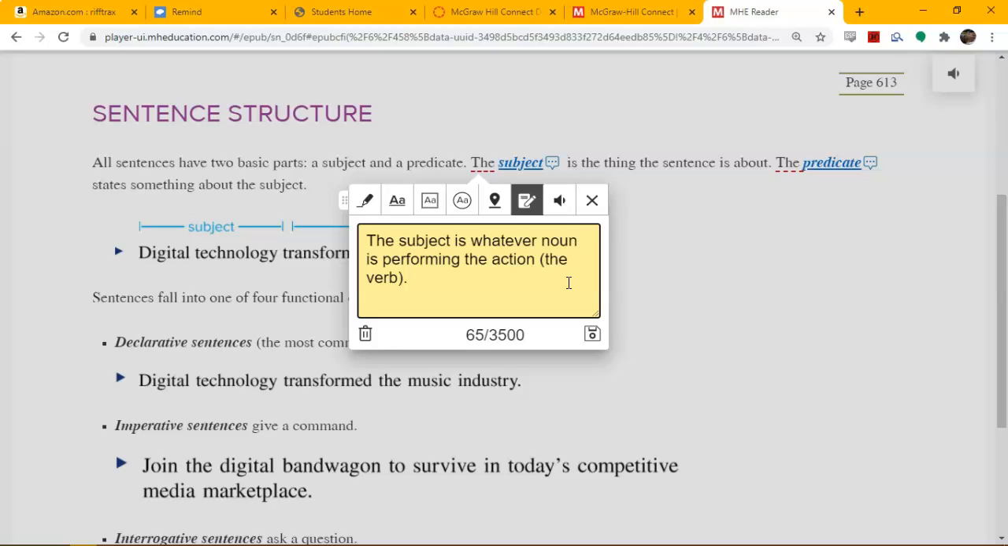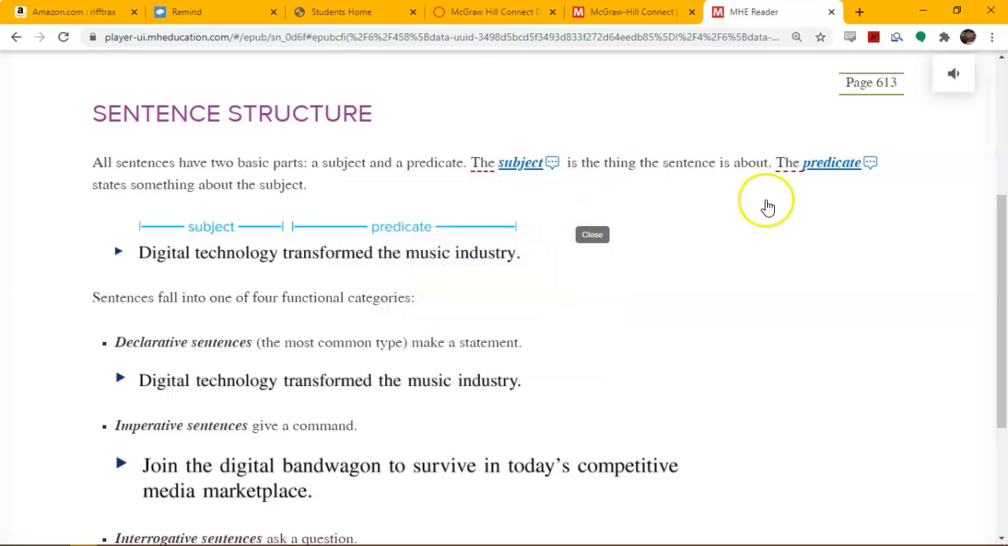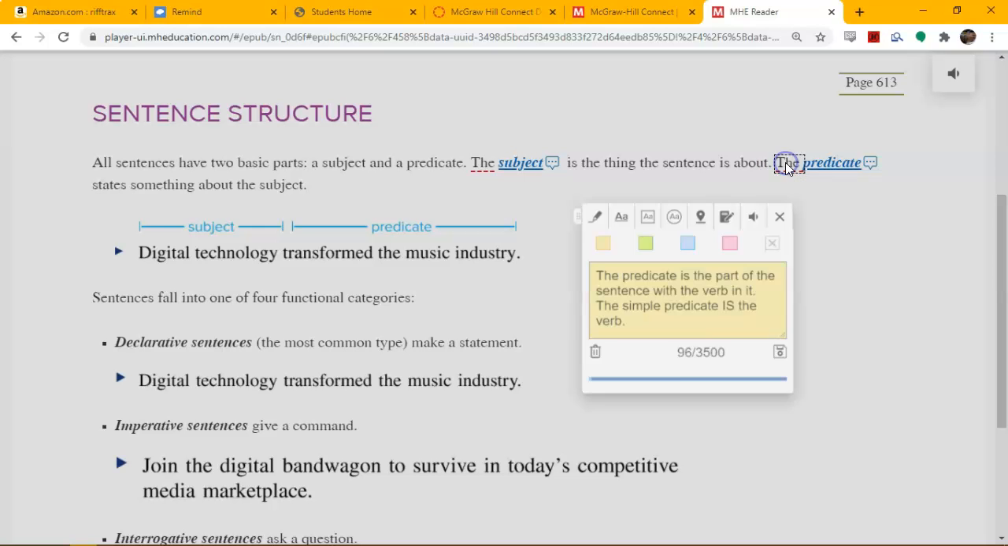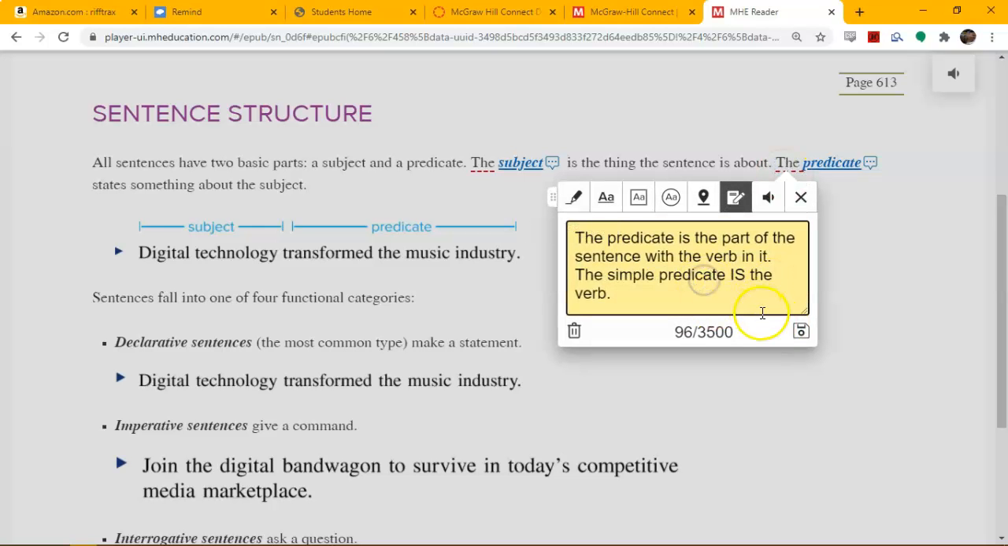Remember now, sometimes verbs are going to be am, is, are, was, were, has, have, had, and some other verbs that look like that. The predicate is the part of the sentence with the verb in it, and then you might see in a minute the term simple predicate, and the simple predicate is the verb.